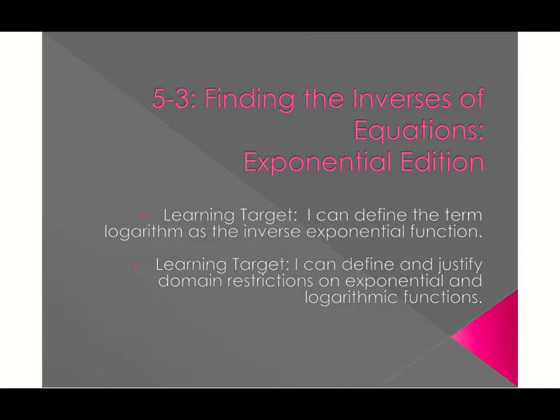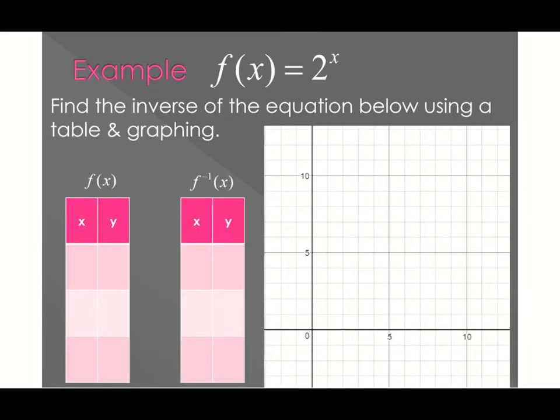So we know that addition and subtraction are inverses, multiplication and division are inverses, squaring and square rooting are inverses. Today we're going to look at, if we have an exponential, what is the inverse of that? We're going to start by looking at f of x equals 2 to the x. So we have our standard exponential here. We should know this parent graph from back in our transformations unit.